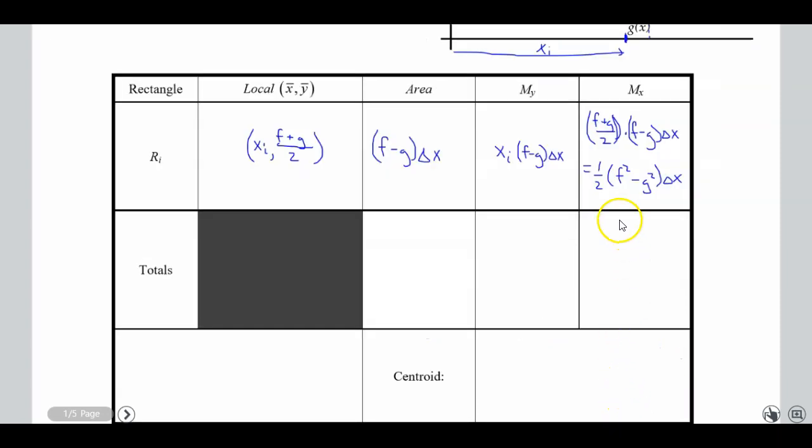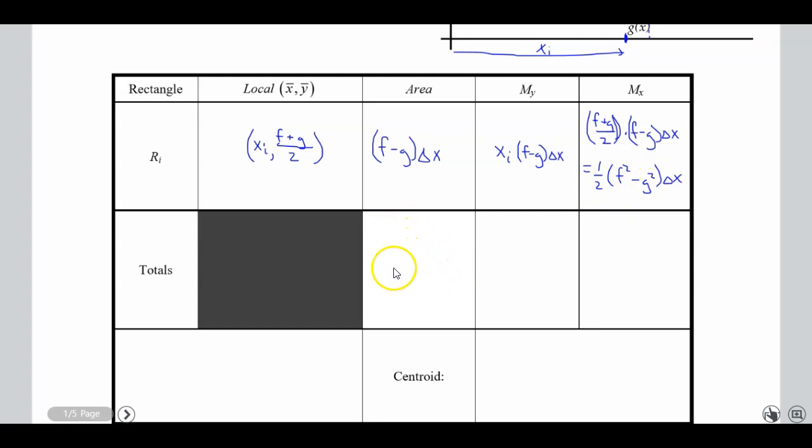So whether you choose to memorize this 1/2 f squared minus g squared, or whether you choose to do the more geometric idea of this height f plus g over 2 times its area f minus g delta x, that's kind of up to you. But this is where that formula comes from. So if you see the f squared minus g squared and you're just wondering where in the world did that come from, it is just that same idea of mass times distance, but the mass being this area f minus g delta x, the distance being this f plus g over 2, and then they just simplify that algebraically.